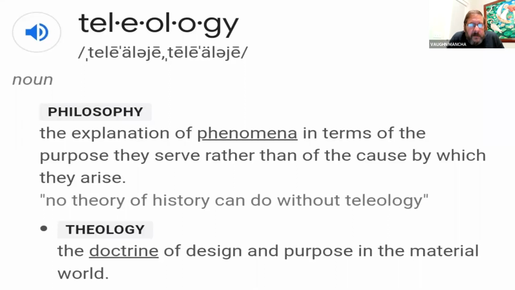However, one of the main things that epigenetics does is it brings teleology back into the mix. And teleology is the explanation of the phenomenon in terms of the purpose. So we have phenomenon and purpose rather than the cause. According to neo-Darwinism, the cause is mutation, and then there is no such thing as a phenomenon. From a theological point of view, it's called the doctrine of design and purpose in the material world. So this is basically getting down to the design model, which RTB supports.